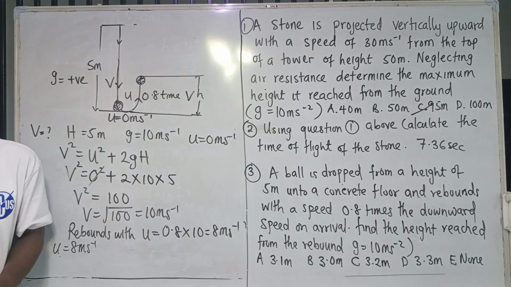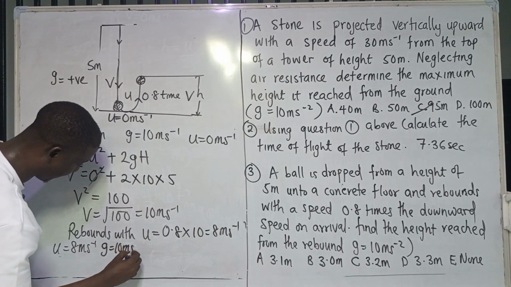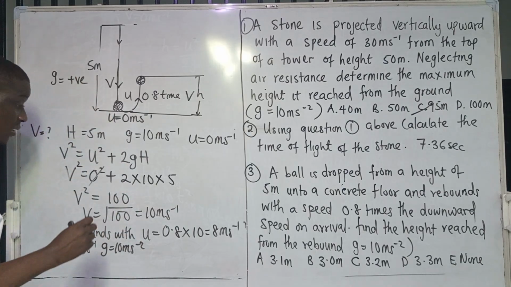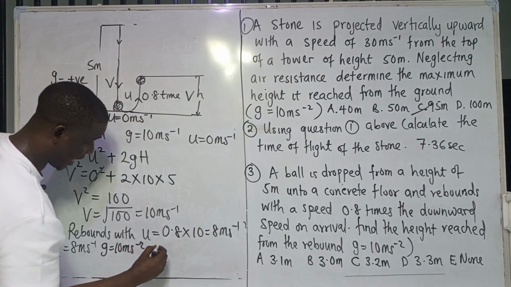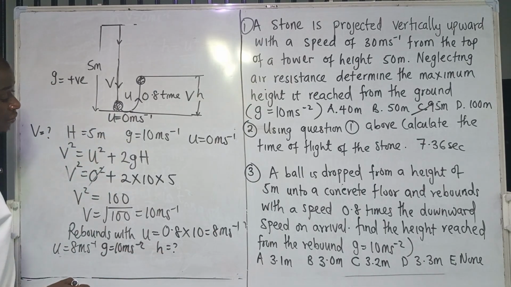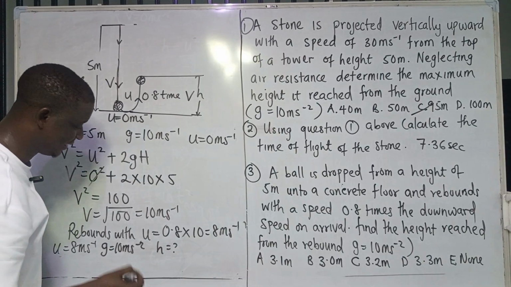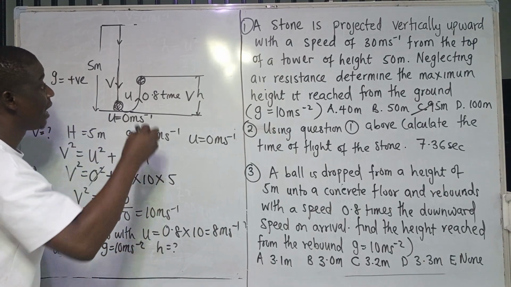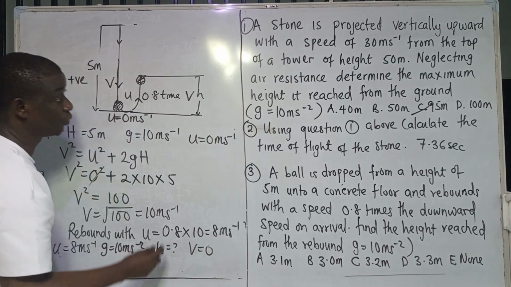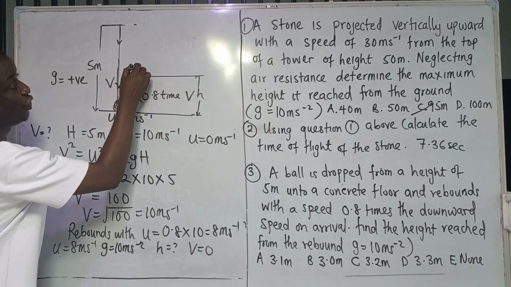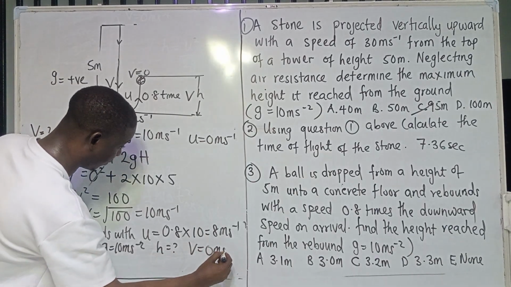Now, when it's rebounding, g is equal to 10 meters per second squared. That means it's going against gravity. Then we have our height unknown. We are looking for the h after the rebound. At the point where it's at maximum height, v will be equal to 0, because we want to find the h. So we assume v equals 0 here when it's rebounding, so 0 meters per second.